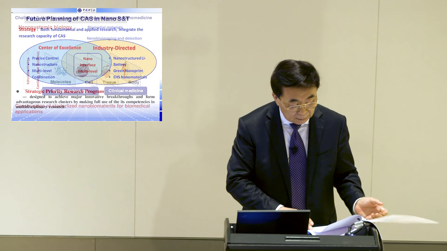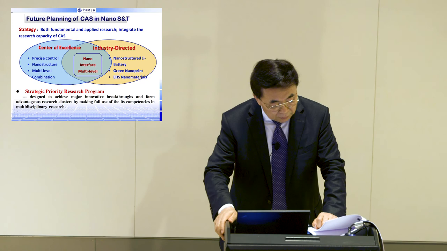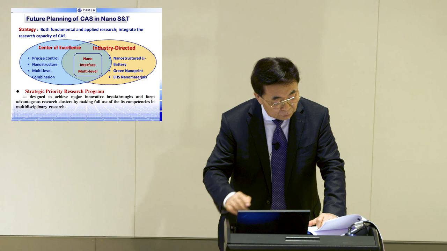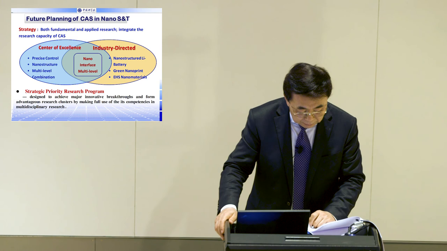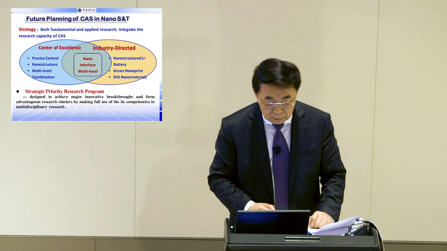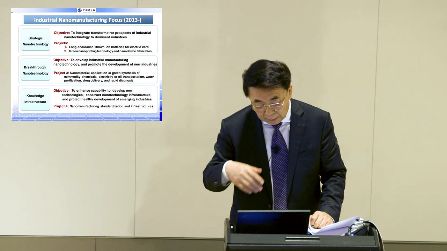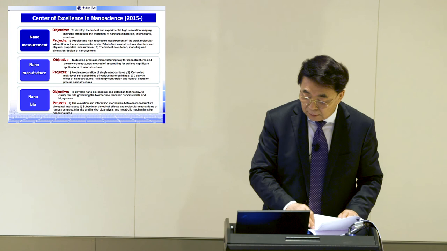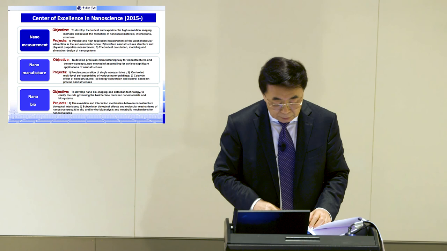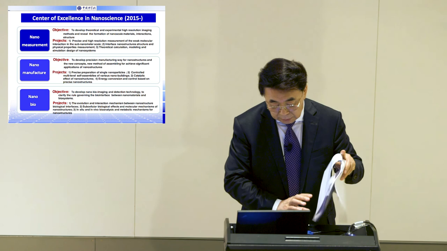To meet these challenges, the Chinese Academy of Sciences continues to focus on both fundamental and applied research, trying to advance from a large research country in nanoscience to a strong one. So we should integrate the whole research capacity of the CAS. That's why we set up the strategic priority research program in our academy to achieve major innovative breakthroughs and form advantageous research clusters by making full use of the institutes' competencies in multidisciplinary research, because we have more than 100 research institutes in different areas.